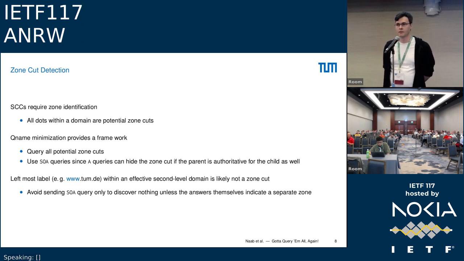For NS queries, that's what the original proposal was. I tried that once, and I found some interesting name servers that answered with delegations in the answer section. I don't want to know. As an additional optimization, even the last label could be in a separate zone, but it's most likely not. So initially, for the single labels within the effective second-level domain, we're going to ignore that for now, and only do a full zone cut discovery if we get an answer back that indicates a delegation.